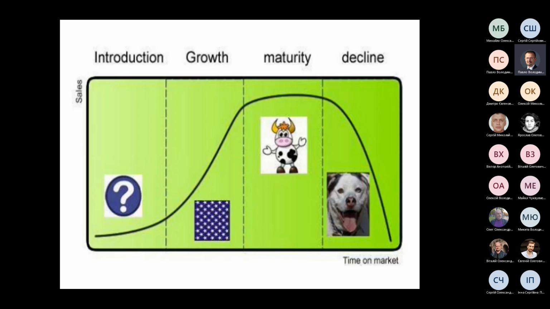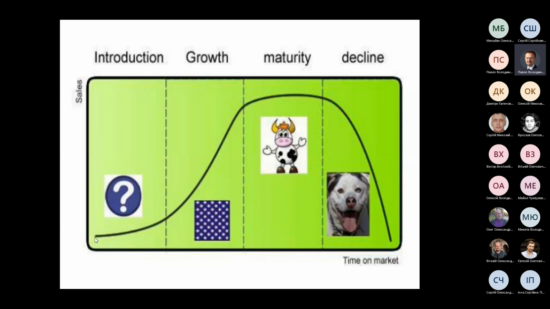And the typical strategies are highly interrelated with the stages of the life cycle. It is the standard picture of the life cycle. First of all, for every market.